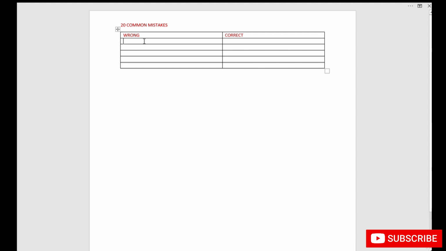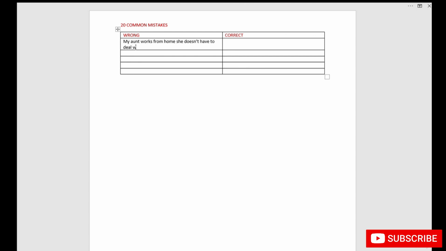And the first example is a run-on sentence. A run-on sentence is that there are 2 independent clauses, but there isn't any proper punctuation or conjunction. For example, my aunt works from home. She doesn't have to deal with the traffic.